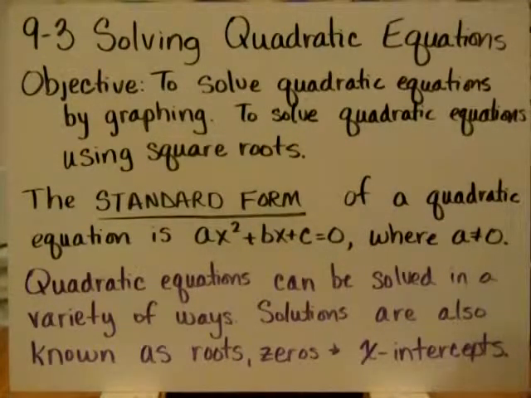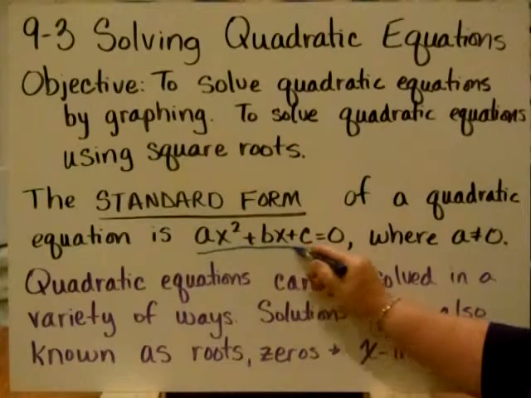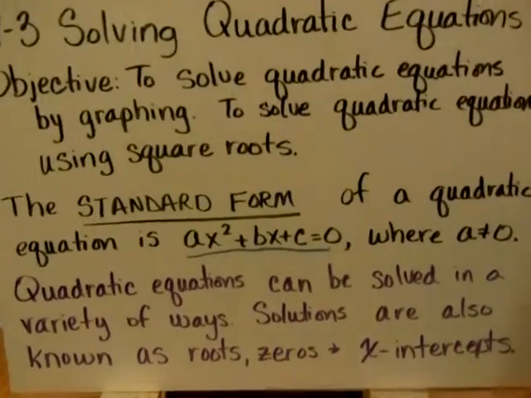Today we're going to be talking about solving quadratic equations. The objective of today's lesson is to solve quadratic equations by graphing and also to solve quadratic equations using square roots. The standard form of a quadratic equation is ax squared plus bx plus c equals 0, where a cannot be equal to 0. Quadratic equations can be solved in a variety of ways, and the solutions are also known as roots, zeros, and x-intercepts.